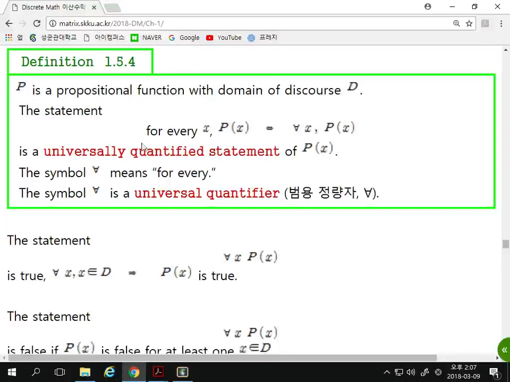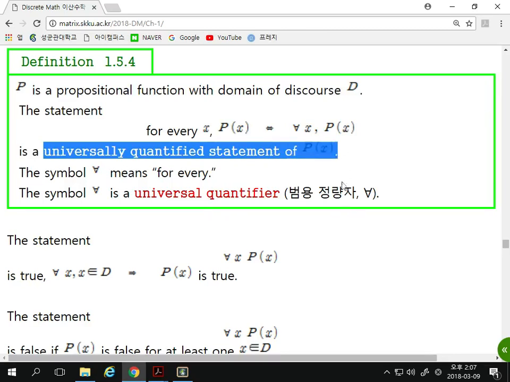Here's the definition. If P is a propositional function with domain of discourse D, then the statement "for every x, P(x)" is true if and only if for all x, P(x) is true. So this is a universally quantified statement of P(x). For every x, P(x) is true or false. It's a proposition.